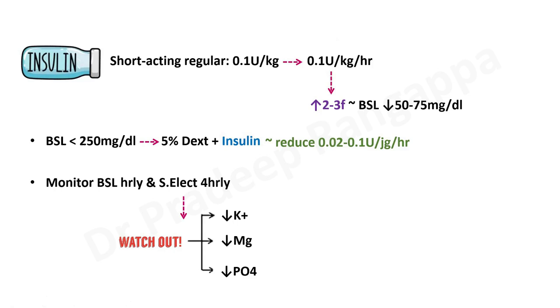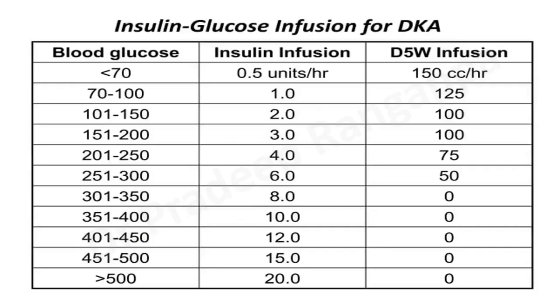Even phosphate levels come down, because all these are pushed into the cells. So you need to replenish all this and keep checking these levels at some frequency. In our practice, we check blood sugar hourly and electrolytes 4 hourly in the acute stage. Once things are getting better, we reduce the frequency to maybe 6 hourly or 8 hourly and so forth.